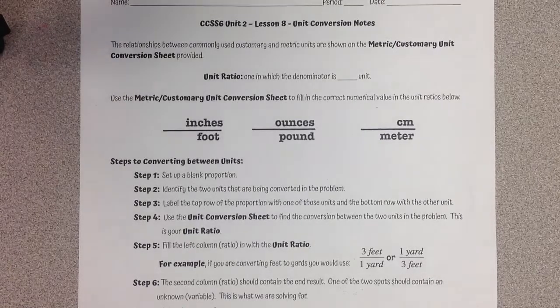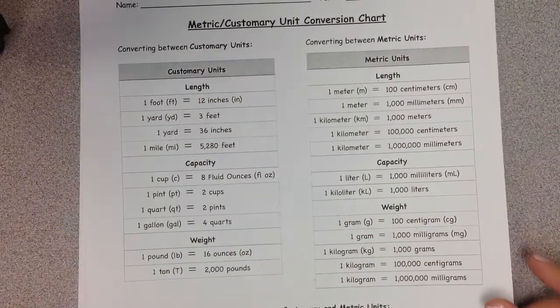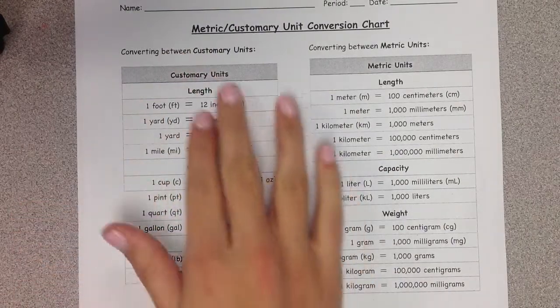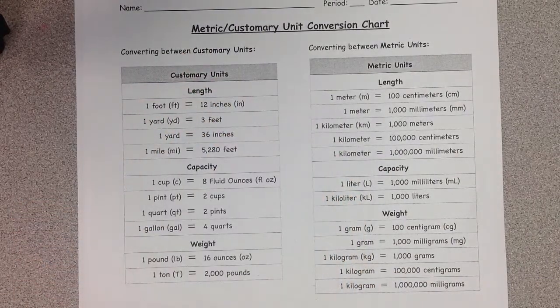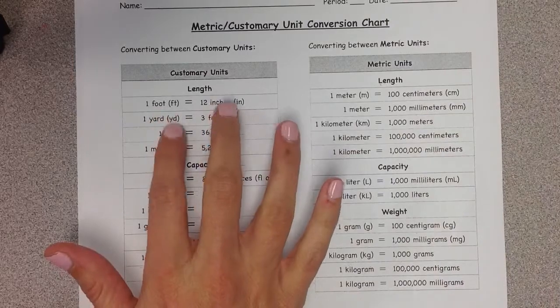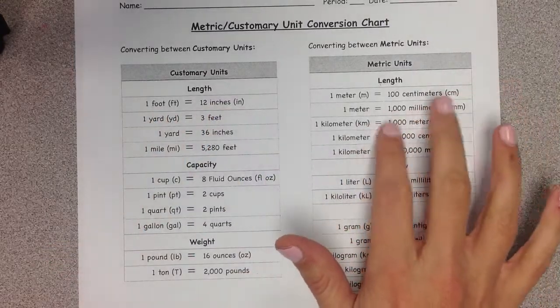Today we are going to talk about unit conversion. The relationship between commonly used customary and metric units are shown on the conversion sheet. Everyone should have this sheet. On the left side here are customary units, that's what we use here in the US. But almost everyone else in the world uses metric units. This is within the customary units, this is within the metric units.